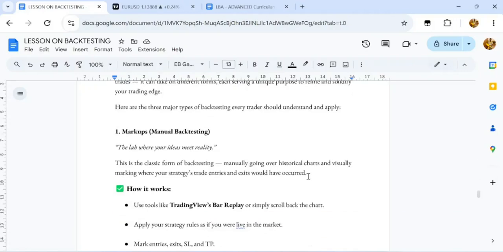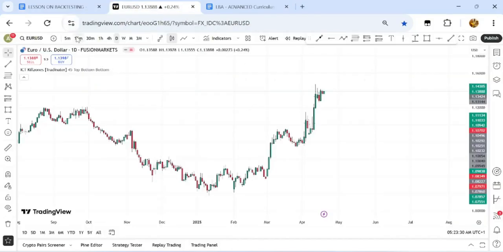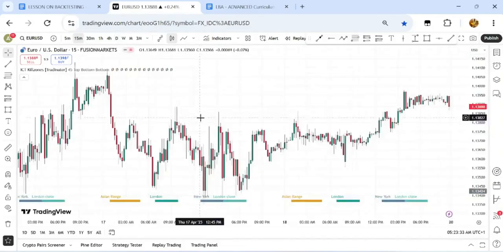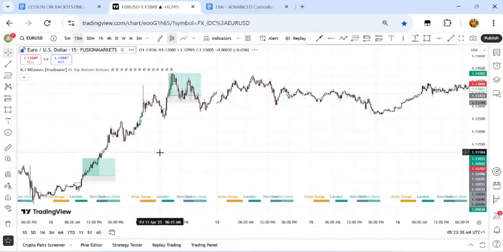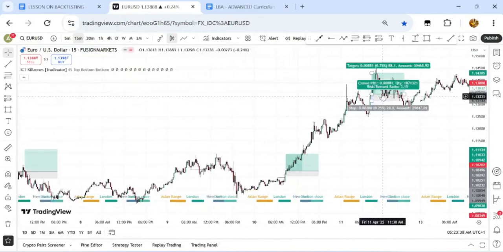The first one is what we call markups. Markups is the manual type of backtesting. From the practical segment we did, we can refer to that as markups. From all of the segments we did in EURUSD, you can see this. This is what we refer to as markups.